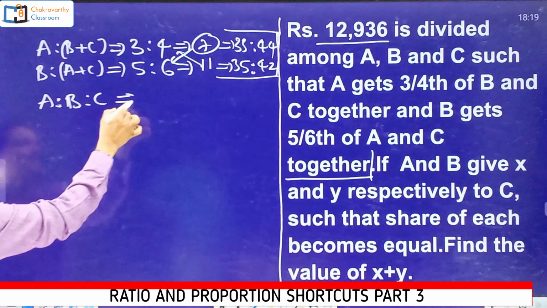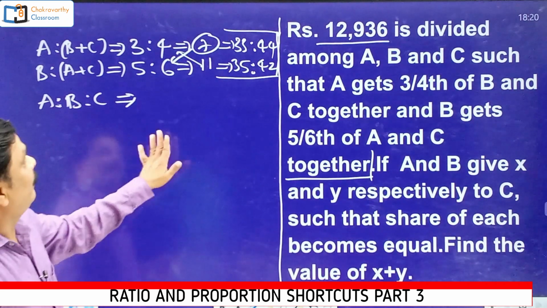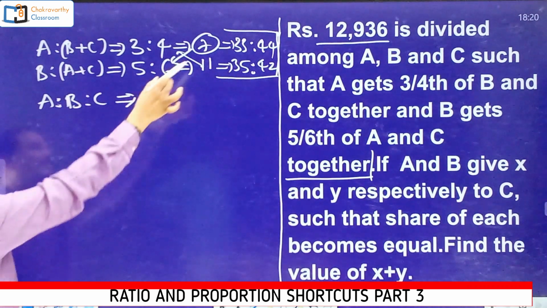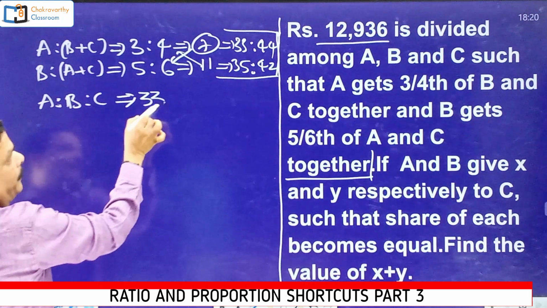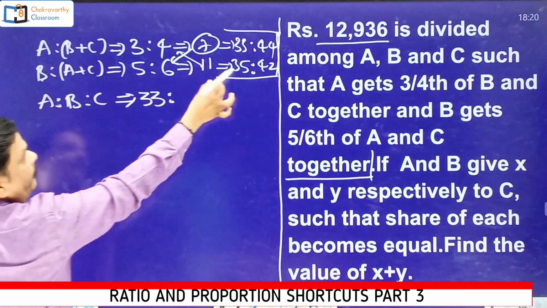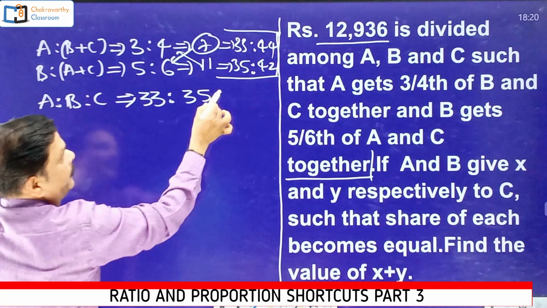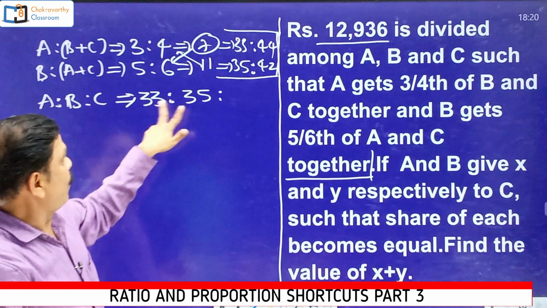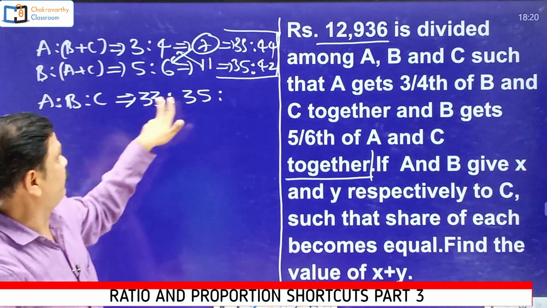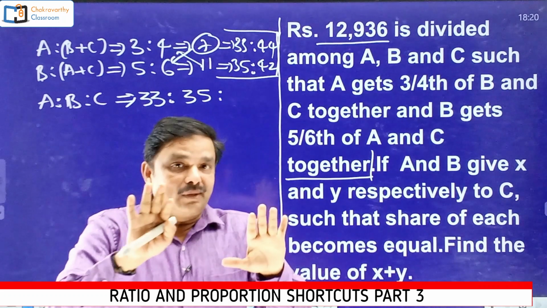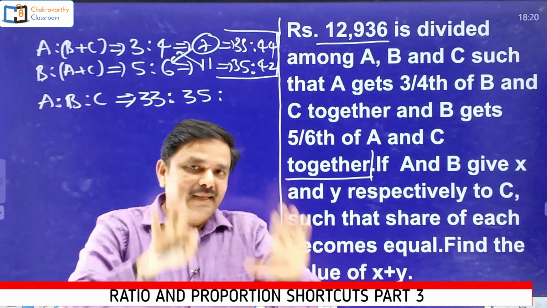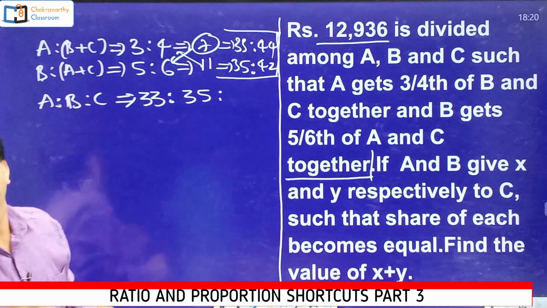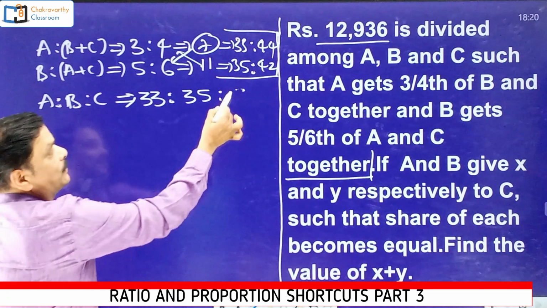What is A is to B is to C? Simply you can find it out. Here A's share is 33 because it is A is to B plus C. Now I can say A's share 33 parts is to B's share this 35 parts is to what is C's share? Now the total is 77, not 70. If you add up these two, 65 plus 3, 68. Now it is 68. 77 minus 68 is 9. Now C's share is 9.